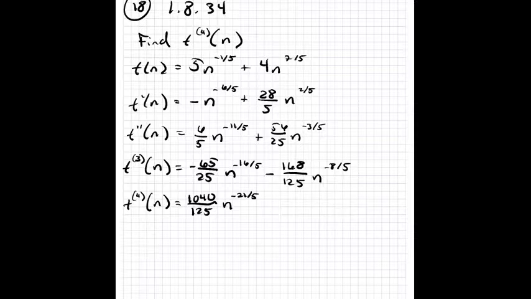Hey Siri, what's 168 times 8? 168 times 8 is 1344. I think that one's over 625. Hey Siri, what's 125 times 5? 125 times 5 is 625. And then what is that exponent? Negative 13 over 5. Okay, moment of truth.